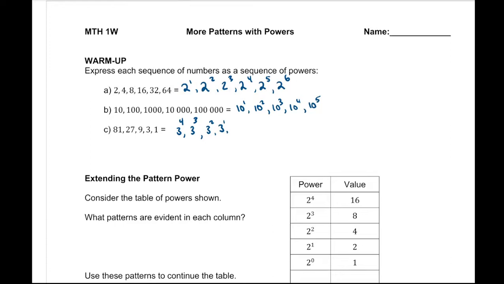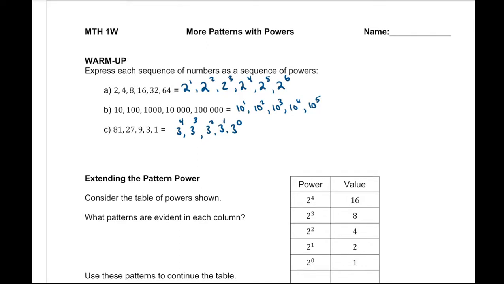And what would 1 be? Well, again, we know anything to the power of 0 has to equal 1, and if we follow our pattern, 4, 3, 2, 1, the next one would be 0. And that does follow the rule that we learned in a previous lesson that anything to the power of 0 is equal to 1. So that does fit our sequence here.